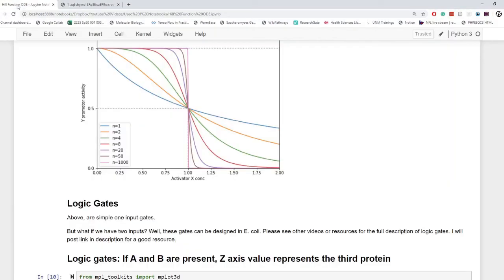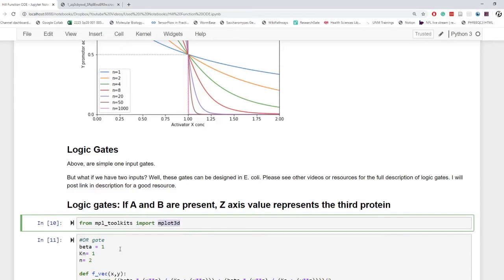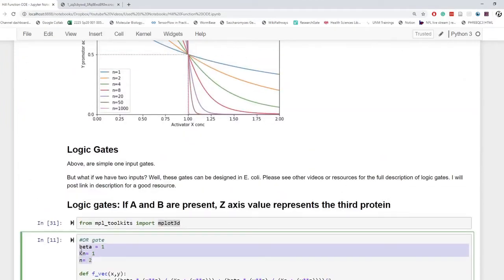We can do a good job visualizing this in Python. I'll show you how. What we use is mpl_toolkits, and from there we will import mplot3D. So when we plot in 3D, I'll have an axis for the A concentration, an axis for the B concentration, then the Z axis will represent our promoter activity of the target gene. I'm going to deal with n equals 2, Kn equals 1, beta equals 1, and really go off the fundamentals of what we did here.